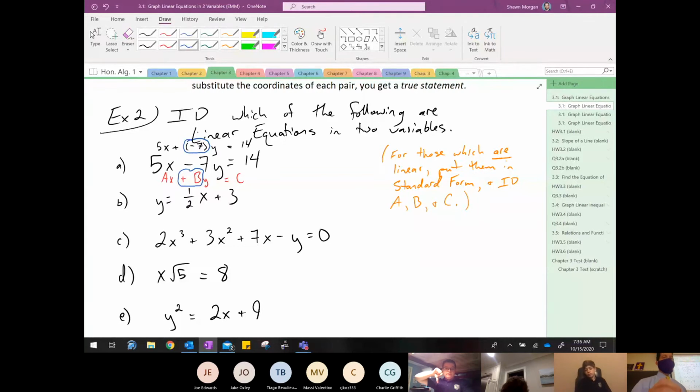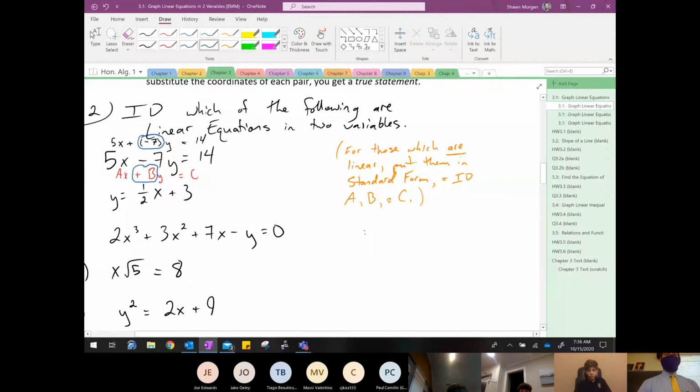Okay. Let me ask you this. Let's take time out just for a sec. Y equals 1/2 x plus 3. All right, I'm going to do 2 steps. Watch the 2 steps that I do. Okay, first step, I'm going to multiply everything by 2.